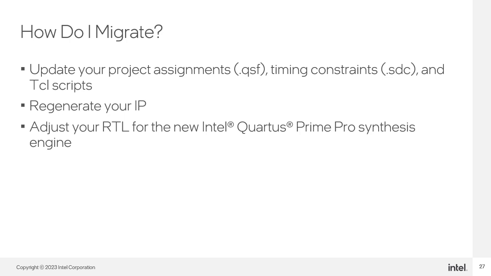Step 2 is to regenerate all the IP cores in your design. This includes code generated by Platform Designer. As you'll see, the software makes it easy to do this. Finally, you may need to make adjustments to your RTL code to be compliant with the new synthesis engine.